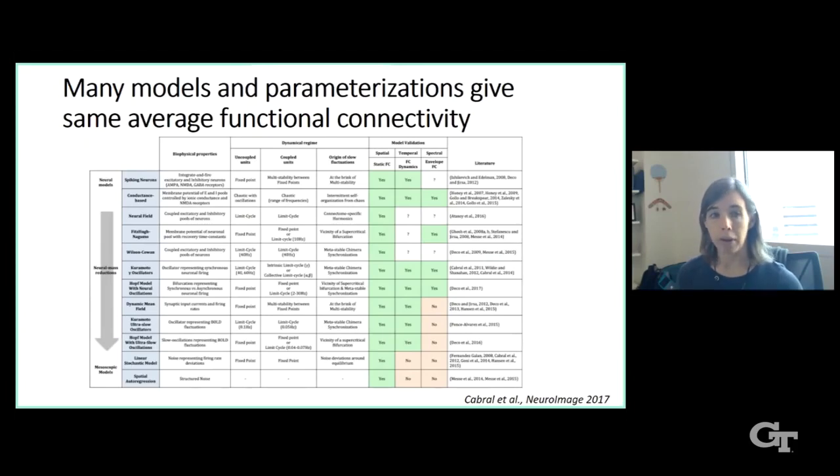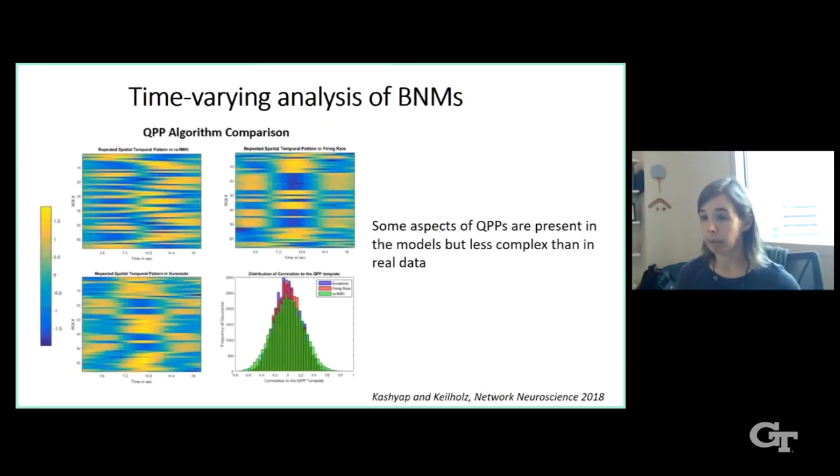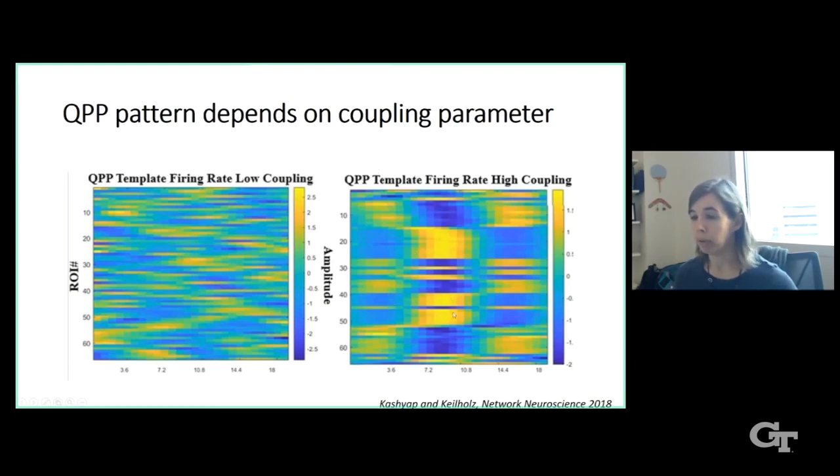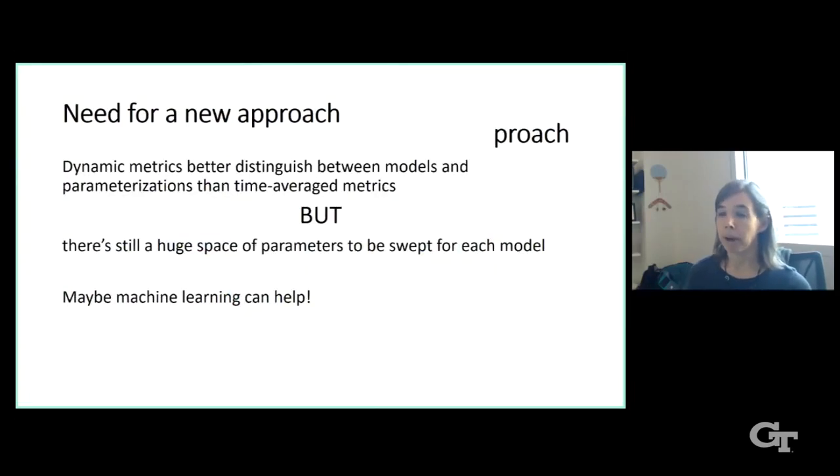And so we did our QPP analysis and some other types of dynamic analysis, like I showed you before. And we found that these are more sensitive to the type of model and the parameterization of the model. So here's an example where we did the same QPP analysis on the same model, but one had a low coupling parameter that weakened the coupling between areas, and one had a higher coupling parameter. And you see that if we want to get this sort of two-state QPP, we've got to go to this higher coupling parameter. So that made us feel like, these dynamic metrics might give us a good way to distinguish between the models and the parameterizations.